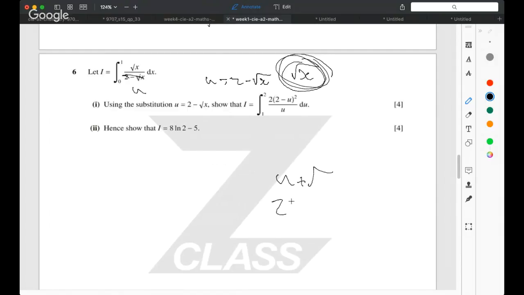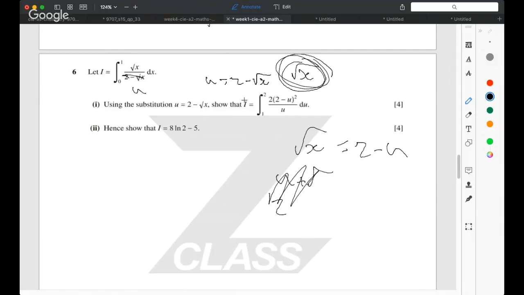So you had u equals 2 minus root x. Yeah. So how do you get root x? You just rearrange this equation, right? We want root x on one side, and u on the opposite side. So you put the minus root x to the left, and then you put the u to the right. Yeah. Right. So you get that one.